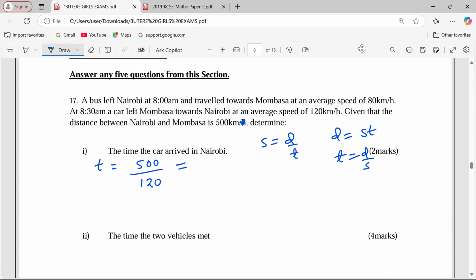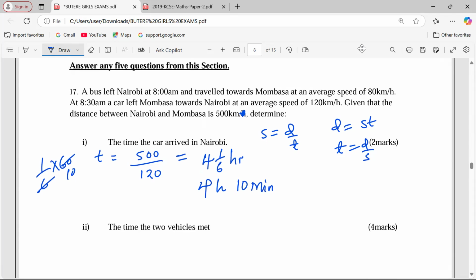500 divided by 120 gives us 4 and 1 over 6. So 4 hours and 1 over 6, which means 4 hours, and we take 1 over 6 of an hour times 60. And this becomes 10 minutes. So 4 hours, 10 minutes.